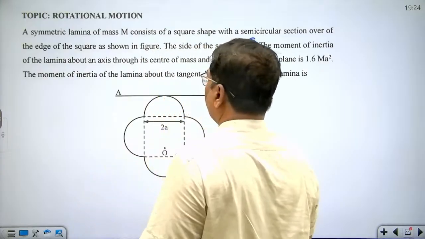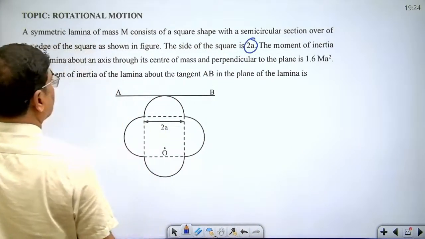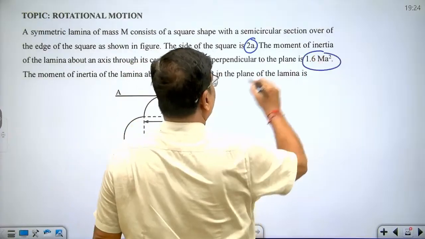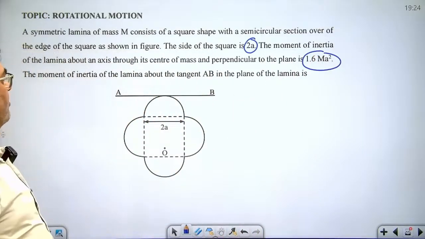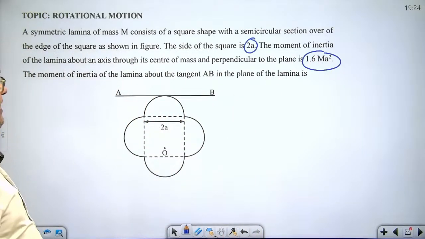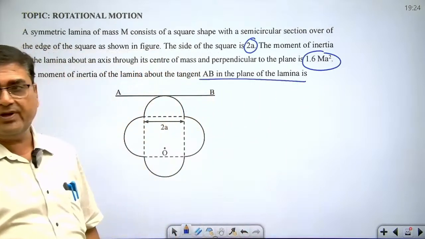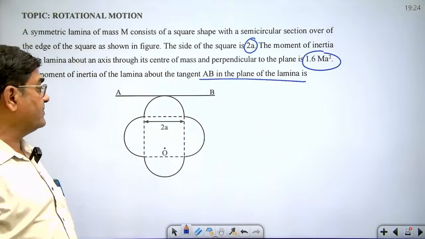The moment of inertia of the lamina about an axis through the center of mass and perpendicular to the plane is 1.6 ma square. The moment of inertia of the lamina about the tangent AB in the plane of the lamina, okay, that is very important. So dear student, how to solve this problem?